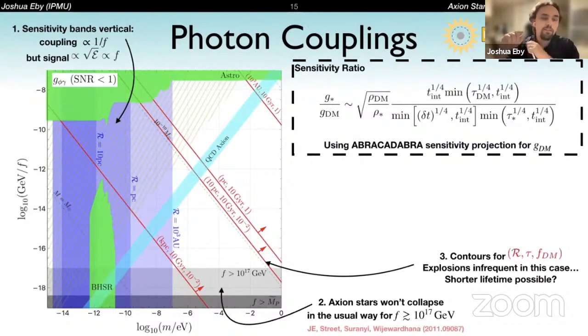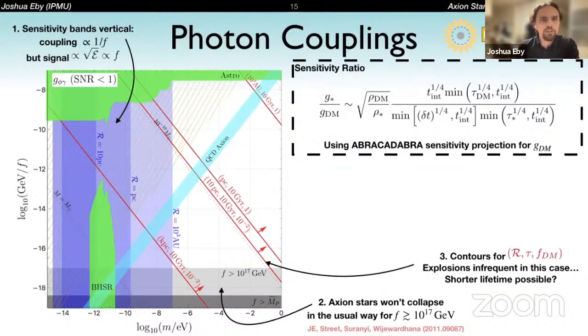This is again because while the sensitivity goes like 1 over f, the signal is also proportional to f. So in the product, these are independent of f, and so you're sensitive at any value of f essentially. If you're sensitive at one value, you're sensitive at any f. So that's interesting. Secondly, this gray contour I'll just point out to connect with the first part of the talk.